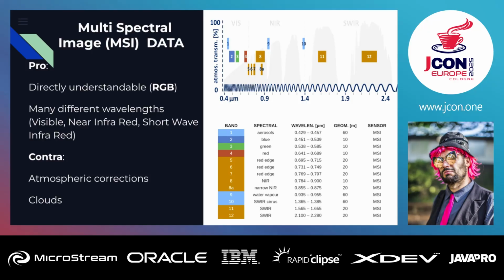Now, one problem of this is, of course, that when you're taking these kinds of pictures, if you have clouds and atmospheric perturbations, you don't really see much. You need to correct for that, and there are algorithms for it, and it's a whole different business, but it's sort of a hassle. Again, this is just to give an overview of the field.